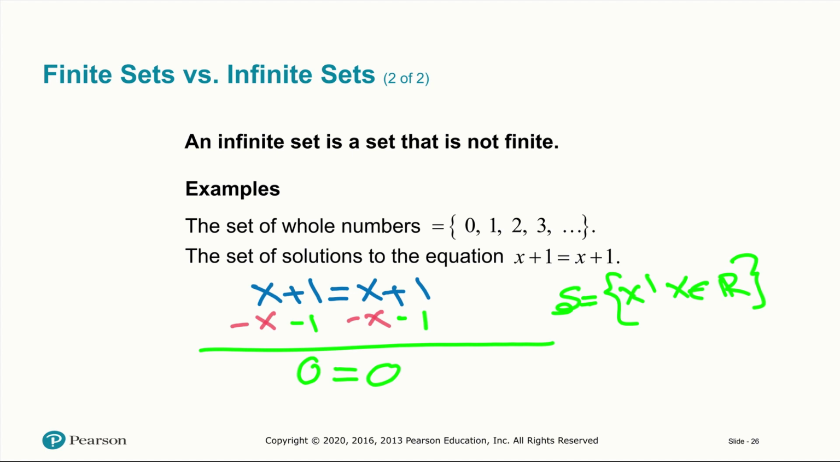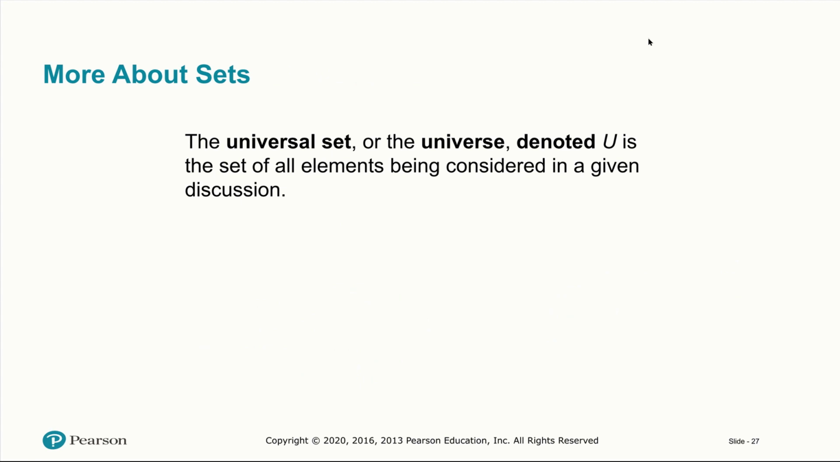And that's that. And again, of course, the set of real numbers has infinitely many elements, so it is considered an infinite set. Okay, to continue our discussion of sets, one type of set of interest to us is what's called a universal set, or the universe for short, denoted by the capital U, is basically the set of all elements being considered in a given discussion. You'll see that in context, and it'll make more sense very soon.